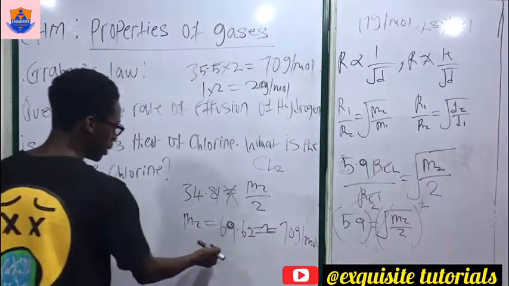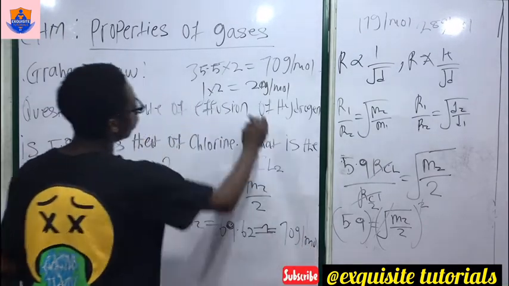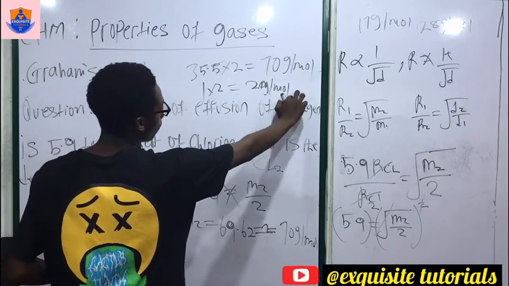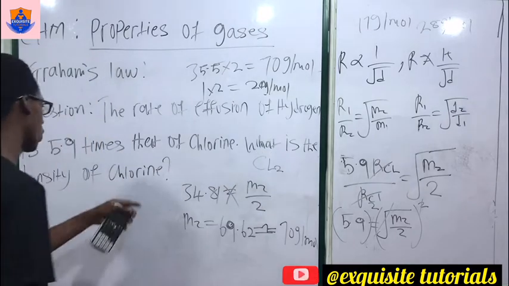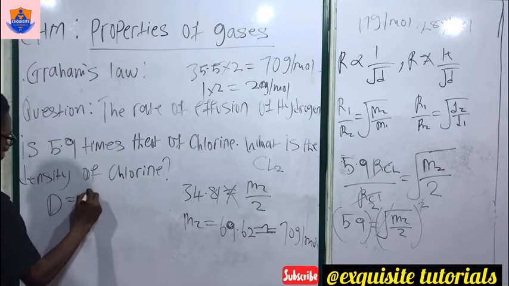So now we have this mass to be 70 grams per mole, which is the same thing as what we have here. Then for hydrogen it is 2 grams per mole. So now we're asked to find the density of chlorine. Now what is density? Density is equal to mass over volume.